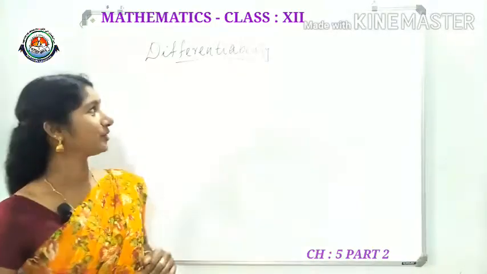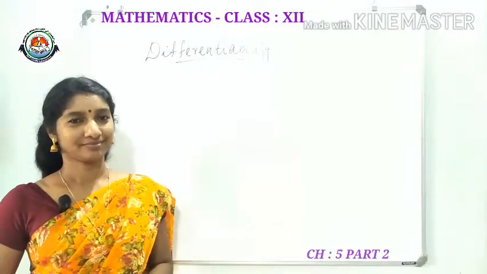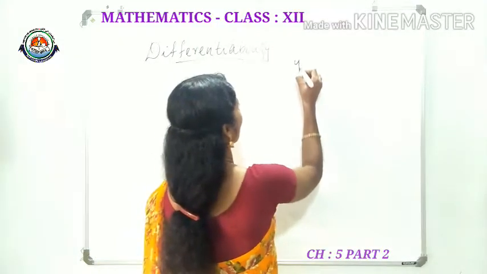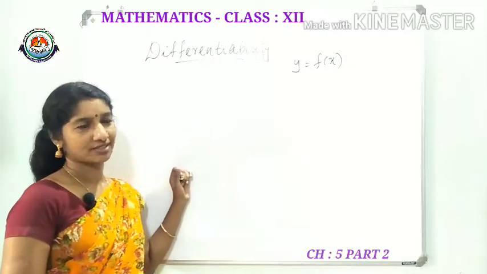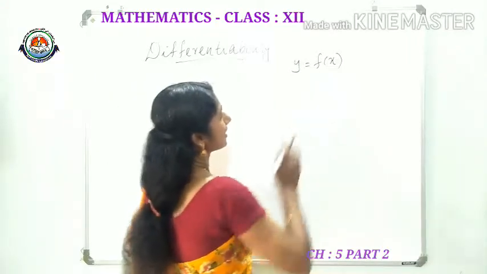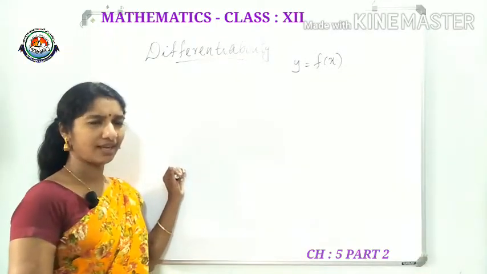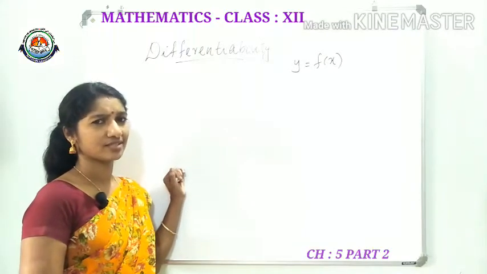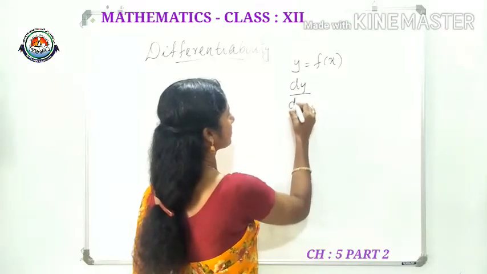Clear? Next we are going to discuss what is differentiability of a function. One function y equal to f of x. Last year we studied the derivative of a function. Y equal to f of x is the function, and we call x the independent variable and y the dependent variable. And what we studied about the derivative of f of x, the derivative of y, that means dy by dx, what was it?